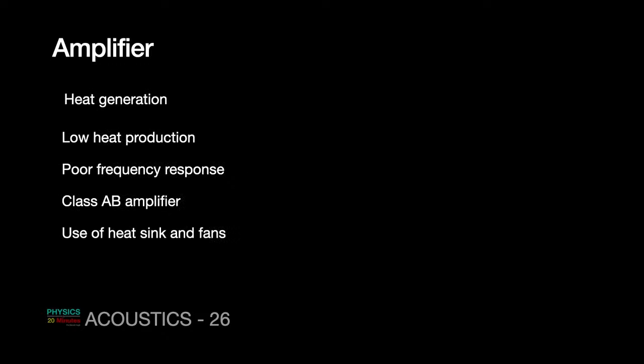And therefore we can go to a Class B amplifier, which has low heat production but a poor frequency response. Therefore, there's a third category which uses a mix of the two, Class A and Class B. It is called a Class AB amplifier, which generally improves the frequency response with low heat production. Whatever heat is produced is removed from the system by using metallic heat sinks, either of aluminum or good copper, and some fans if needed. So I would recommend you read an overview of Class A, Class B, and Class AB amplifiers.